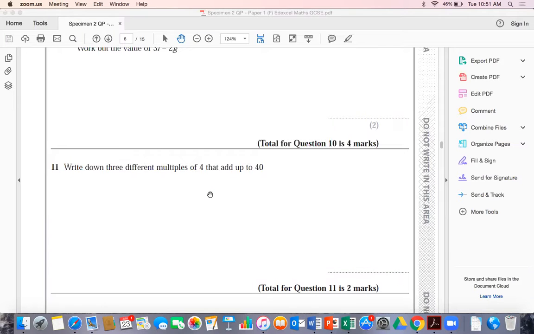Write down 3 different multiples of 4 that add up to 40. So what are multiples of 4? Multiples of 4 is basically the timetable for 4: 8, 12, 16, 20. So write down 3 that will add up to 40. Any 3 lah. So what did you get? I wrote 8, 12, and 20, teacher. 8, 12, and 20. Okay, any 3 that add up to 40.